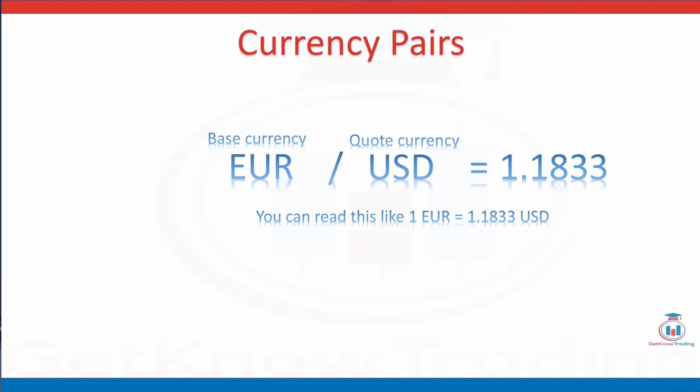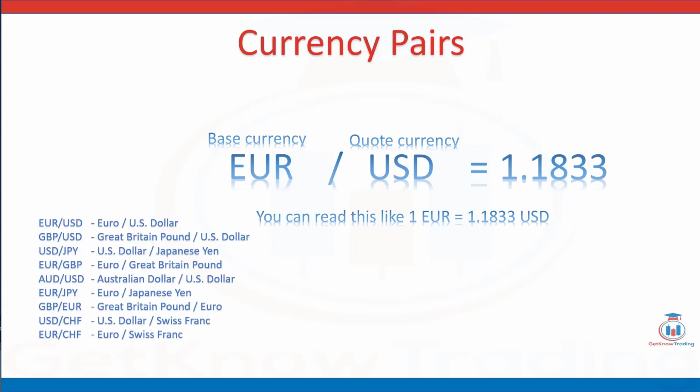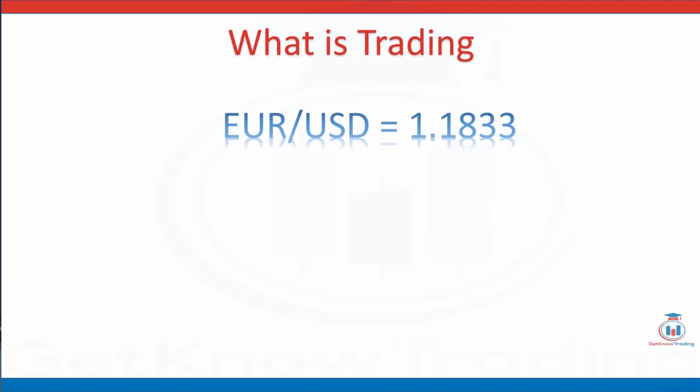Now you have a price: 1 euro is equal to 1.1833 US dollars. You can see I have shortened the name of euro and US dollar. There is a convention that defines the short word for a certain currency. British pound is GBP, US dollar is USD, and so on. Here is a list of the most known currency pairs, so you can get familiar with them because you will use them a lot. Now let's get back to the trading.